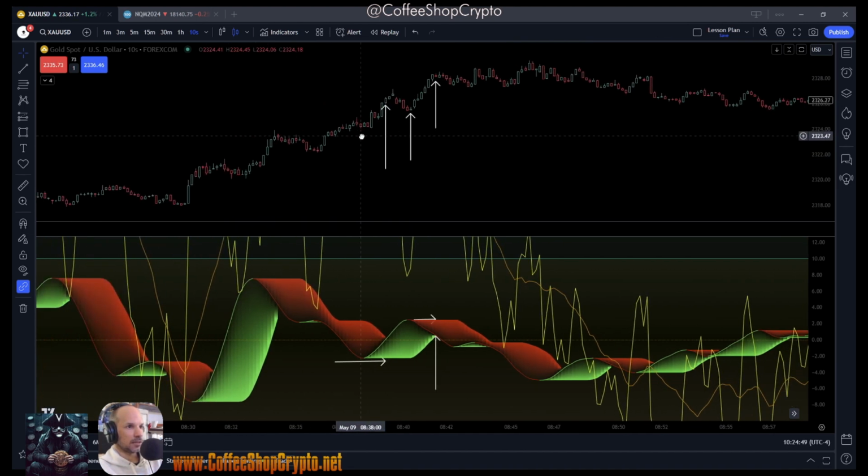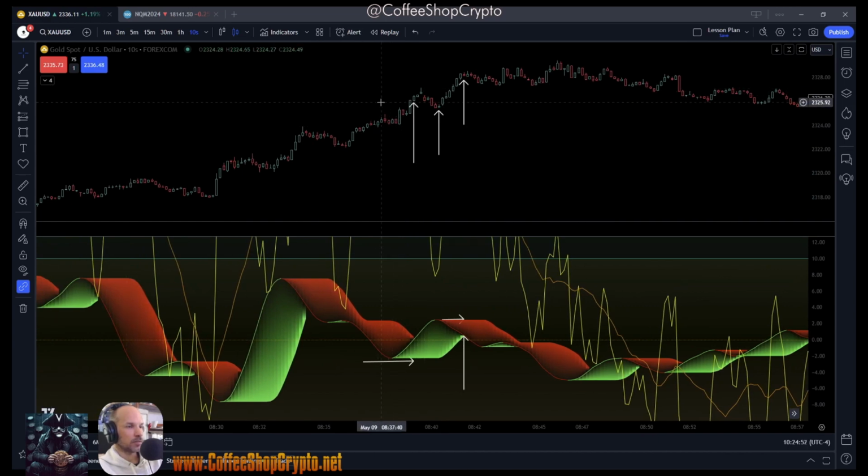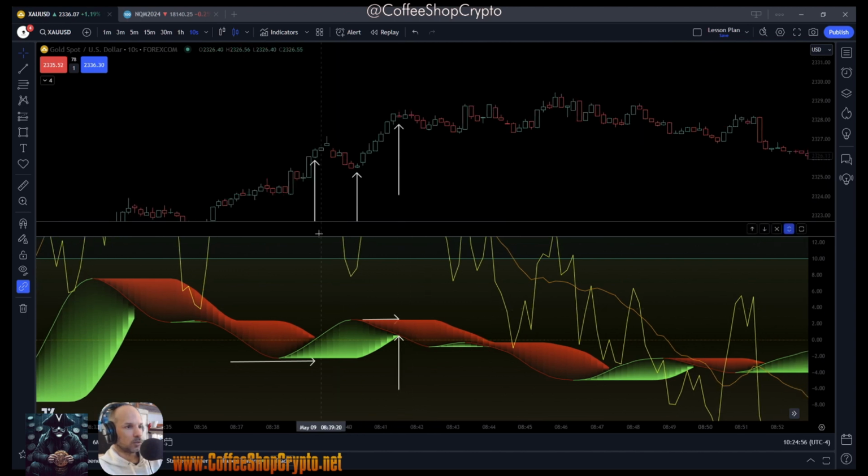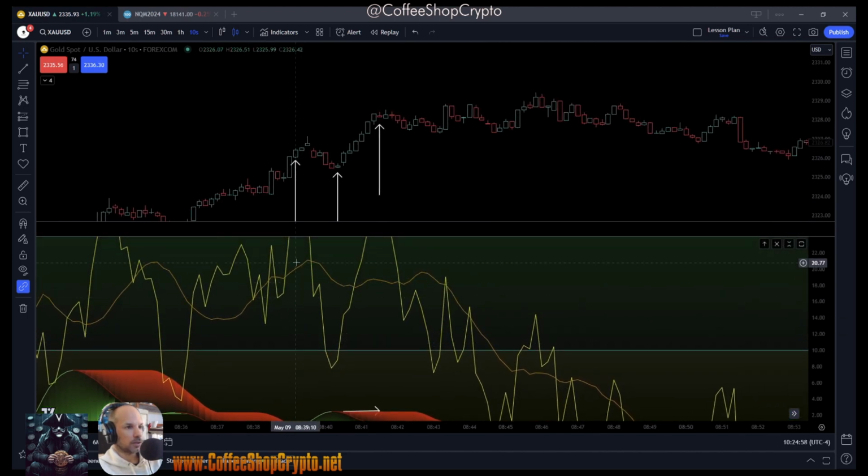And obviously you would need to know about price action. Where do you have previous resistance and support? You need to know that. And what else is also happening with the RSI? It's already way up there. That's fine.